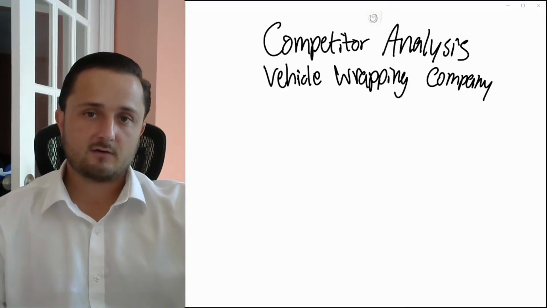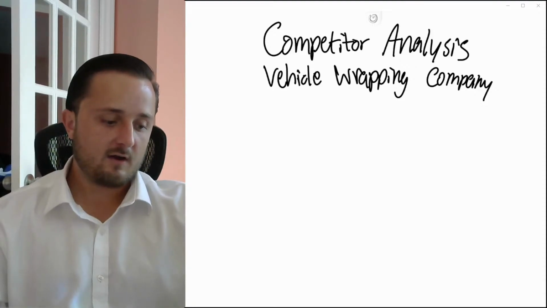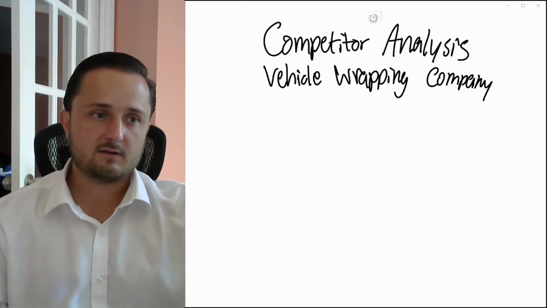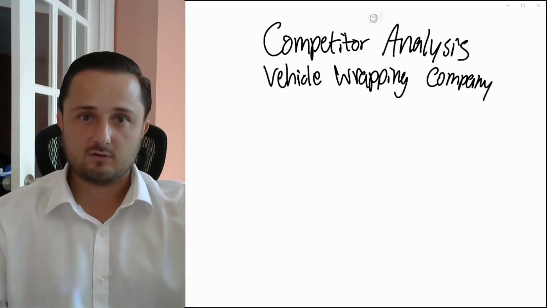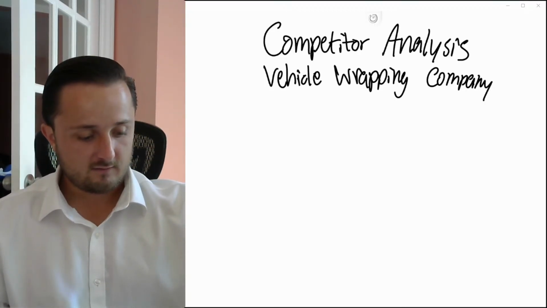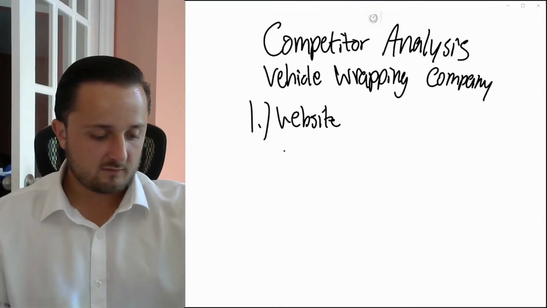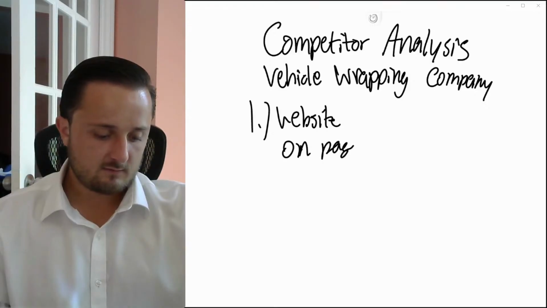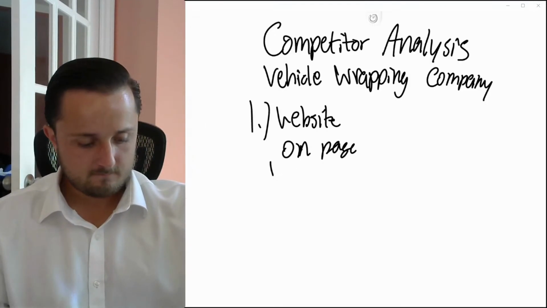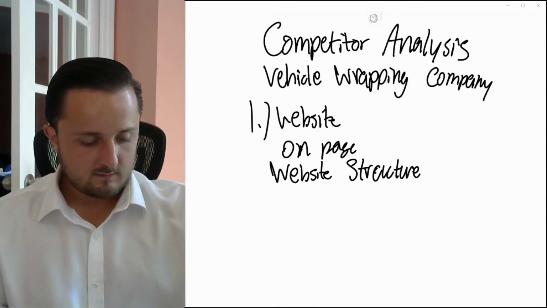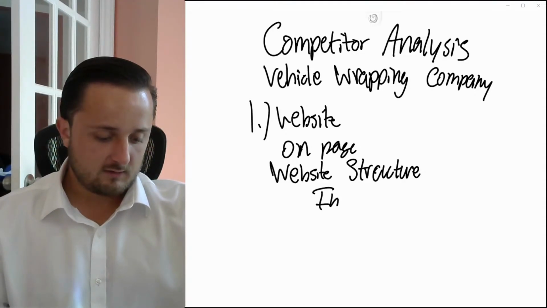So for doing competitor analysis as a vehicle wrapping company, if I was starting my own, or if I have a client come in and say, "Hey, I want to start ranking here," this is what I would do to look at their competitor analysis. First, I'm going to look at the website. What is their current on page? What is their website structure? So what is their internal linking?